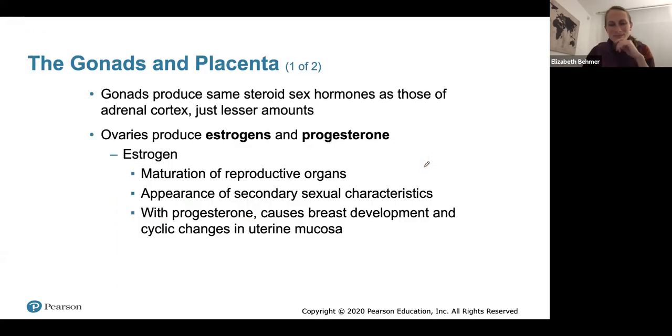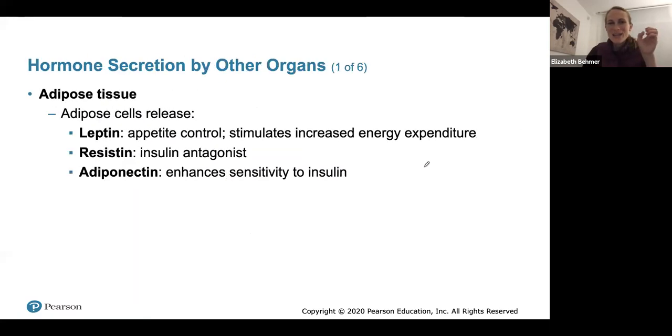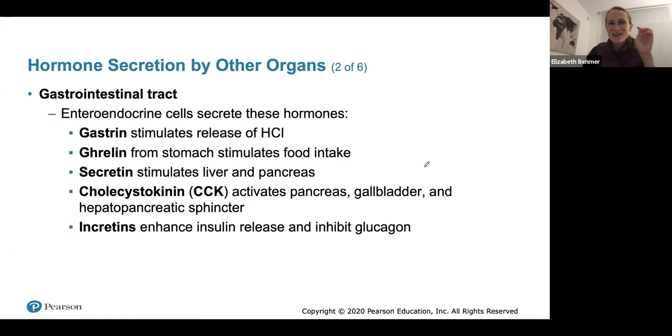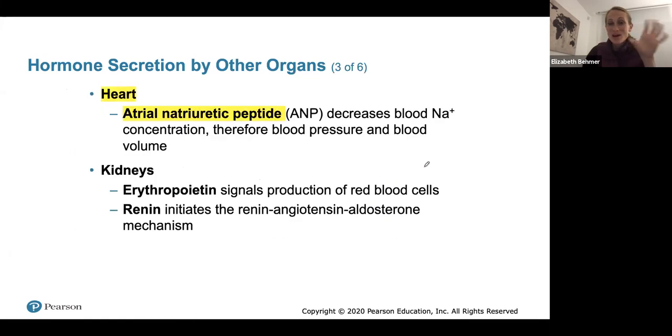And then I'm going to let you read through the other slides here. These are other organs that produce hormones in the body. The ones that I want you to know are the heart, which produces atrial natriuretic peptide. This will decrease blood sodium concentration and therefore blood pressure and blood volume.